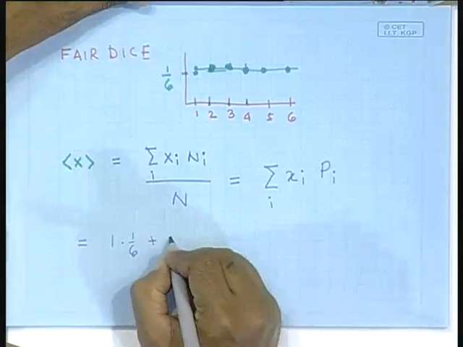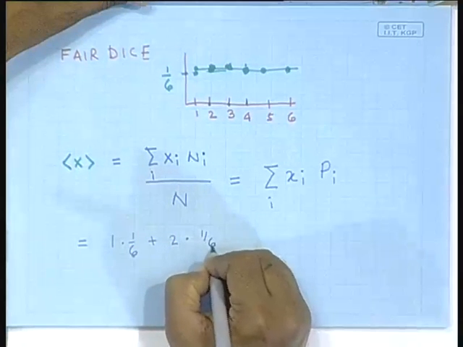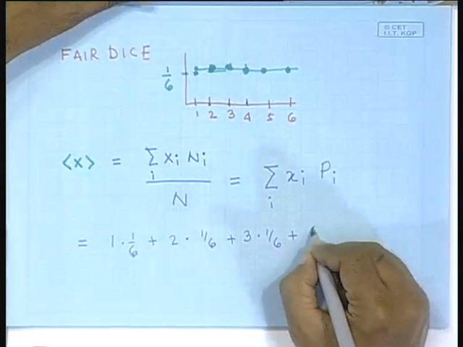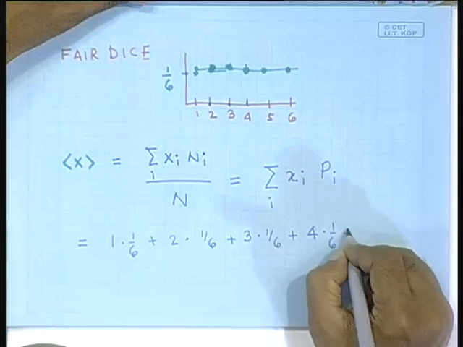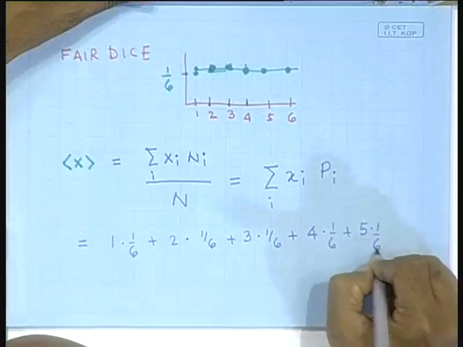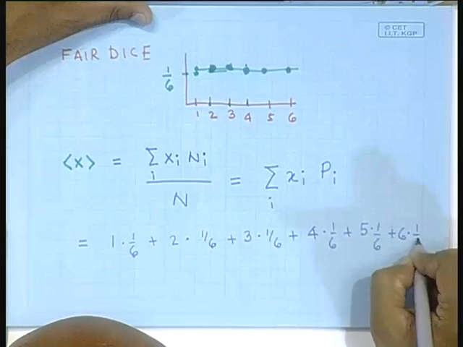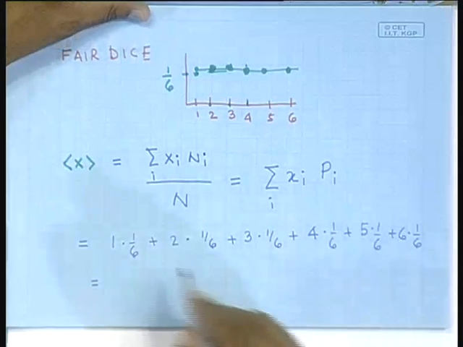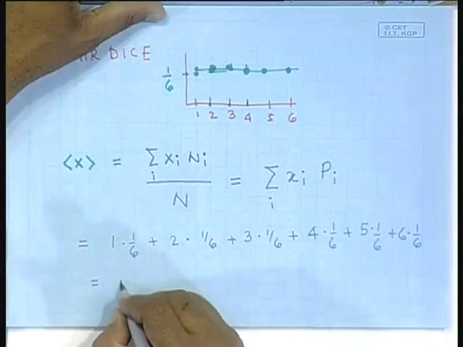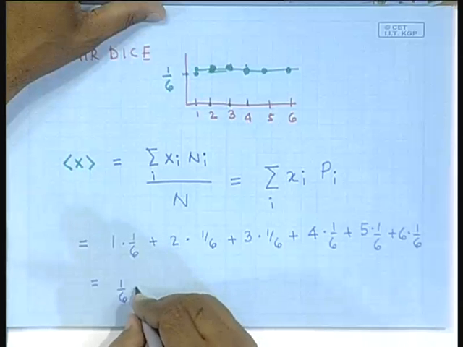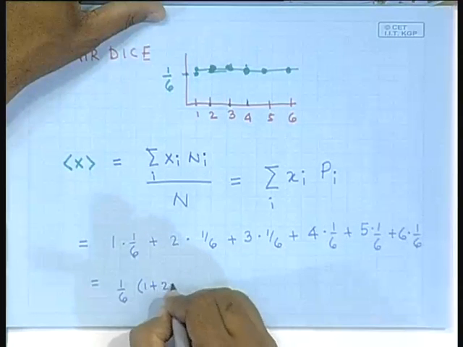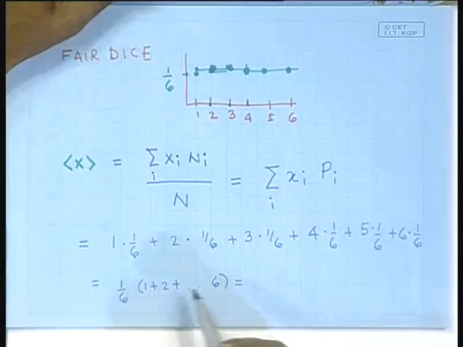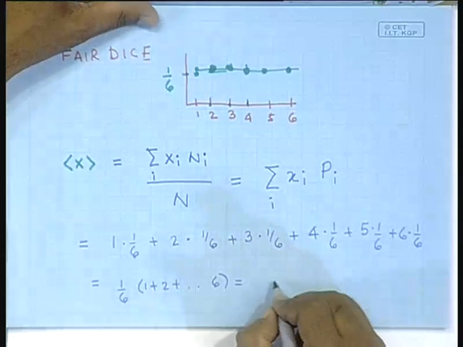The next outcome is 2, and again the probability is 1/6. The next outcome is 3, again the probability is 1/6, plus 4 into 1/6, plus 5 into 1/6, plus 6 into 1/6. So, this sum is 1 plus 2 plus 3 plus 4 plus 5 plus 6, and the whole thing divided by 6. So, it is 1/6 into the sum of 1 plus 2 all the way up to 6. Now, the sum 1 plus 2 plus 3 plus 4 plus 5 plus 6 we know is 21.